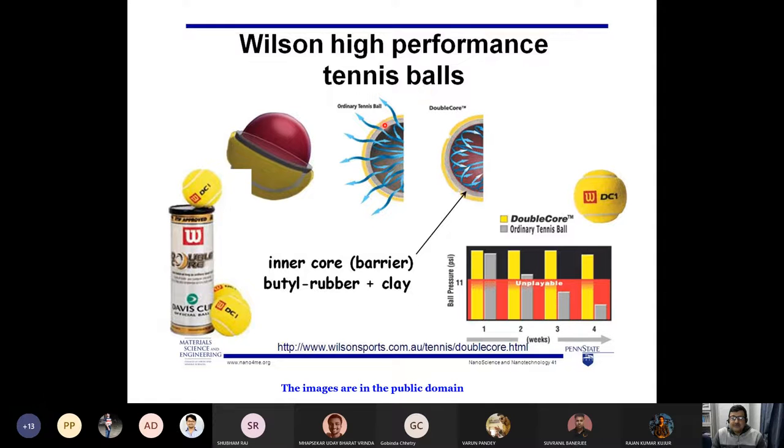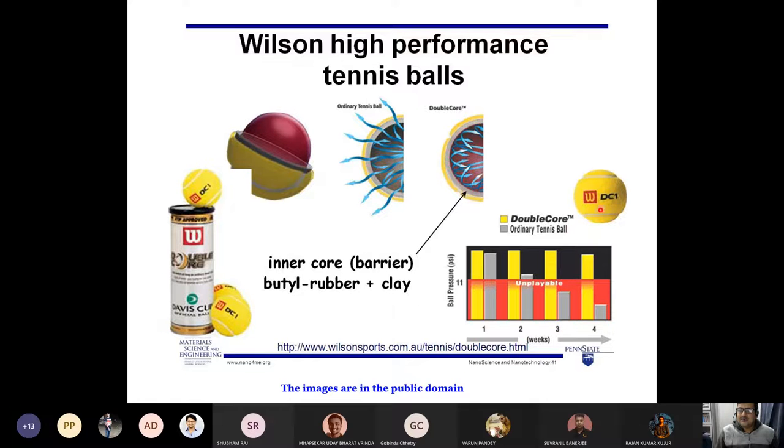Now, suppose you put a butyl rubber, you know that oxygen and nitrogen, which are the main composition of air, will always diffuse out through this molecule called butyl rubber. But if you put a nano clay inside, what happens? This clay restricts the oxygen and nitrogen from coming out. And that's the reason why on the ball, you can see it is written DC. What DC means, this is called the double core, right?